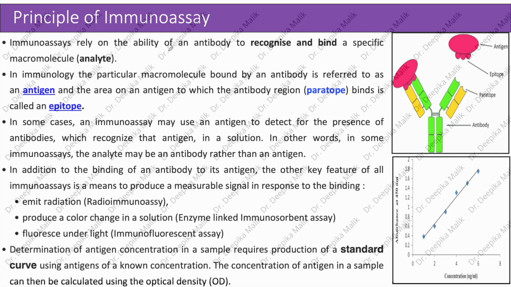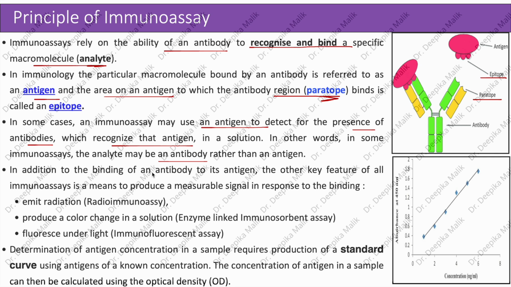Immunoassays rely on the ability of an antibody to recognize and bind a specific macromolecule known as analyte. In immunology, the particular macromolecule bound by an antibody is referred to as an antigen, and the area on an antigen to which the antibody region, known as paratope, as you can see in the diagram, binds is called an epitope. In some cases, an immunoassay may use an antigen to detect for the presence of antibodies which recognize that antigen in a solution. In other words, in some immunoassays, the analyte may be an antibody rather than an antigen.